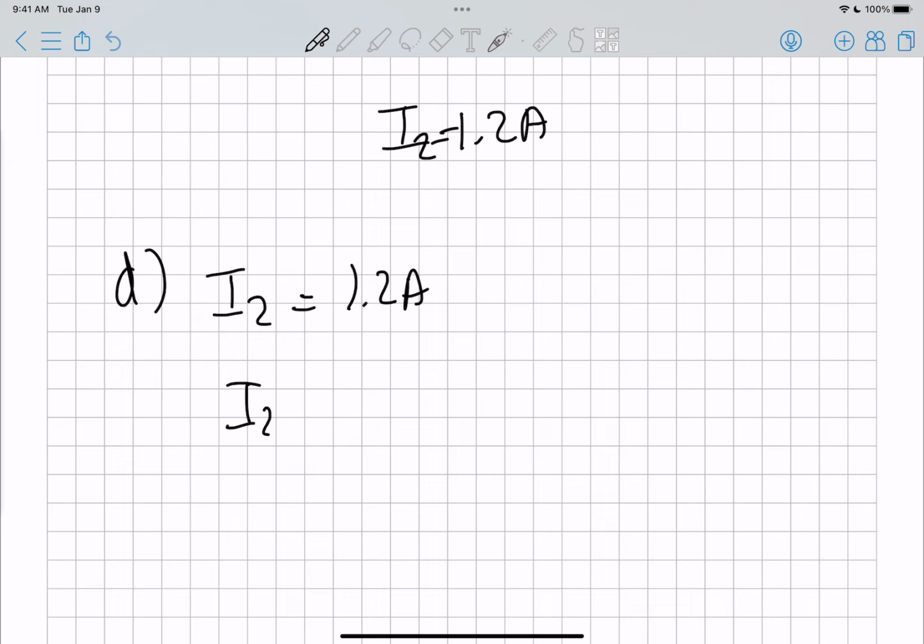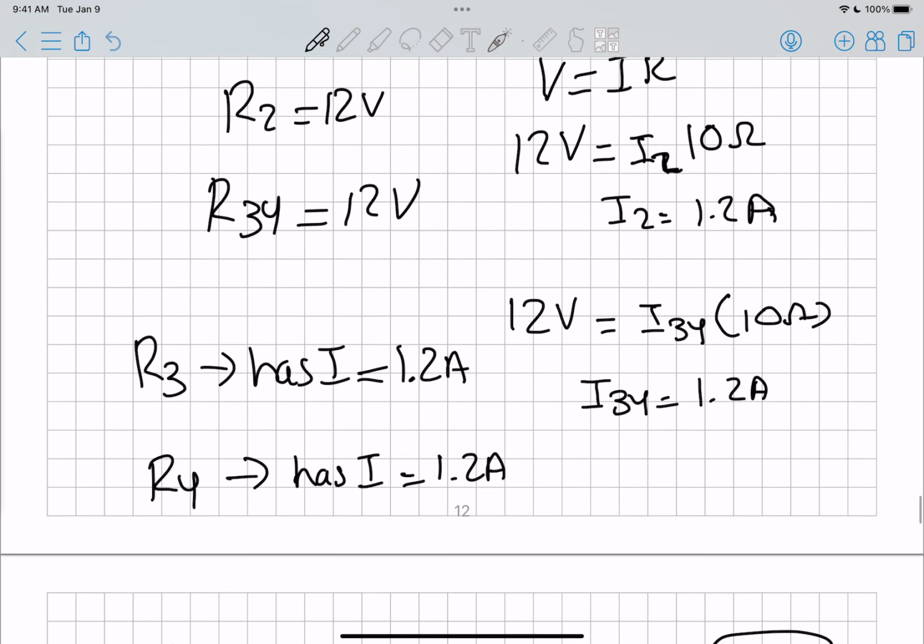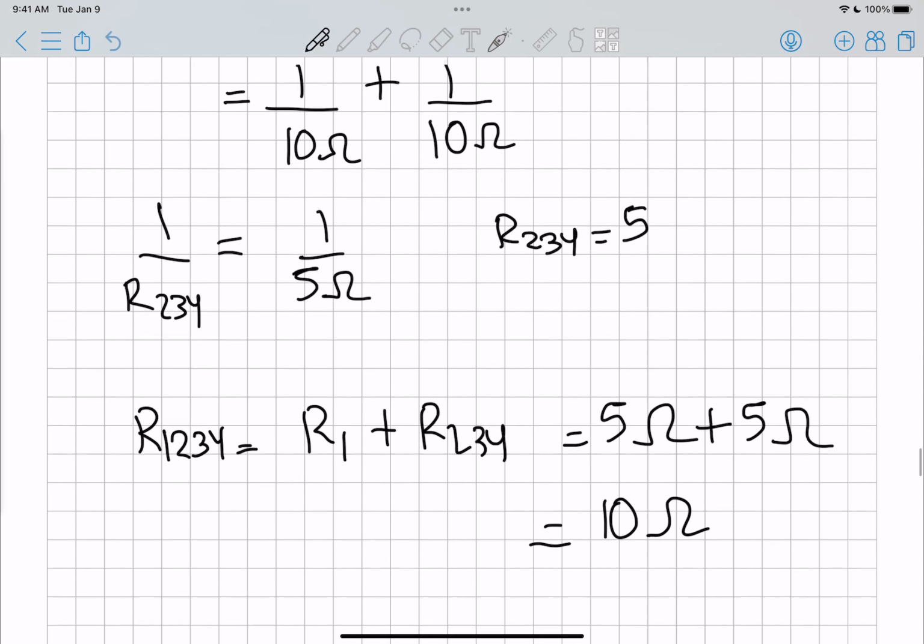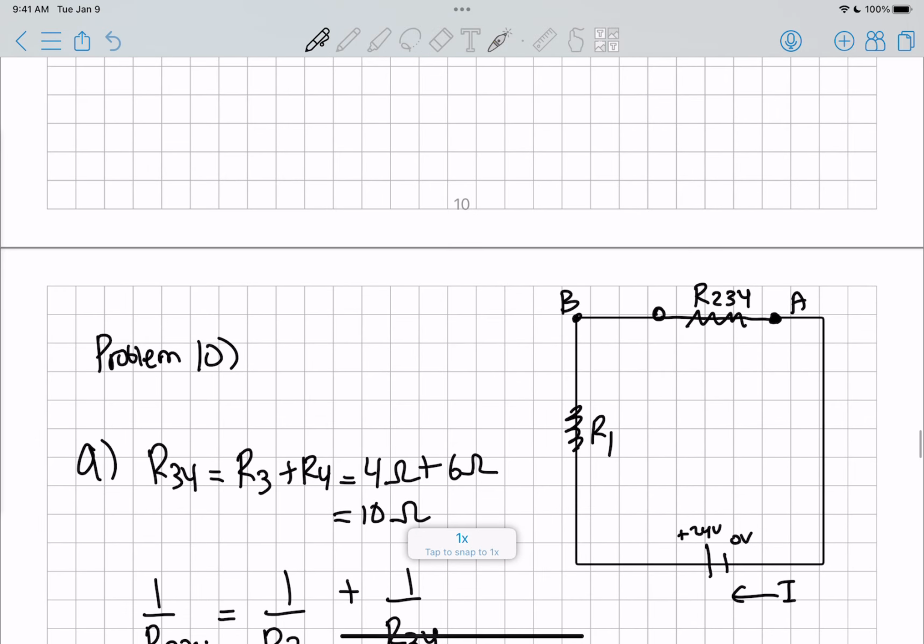I2 plus I4, the current going through I4, should equal that 2.4 amps. Why? Because they're coming together to reunite to that original amount of 2.4 amps. So 1.2 amps was delivered to R2, 1.2 amps was delivered to R3 and 4, and so they have to reunite at point A, at that output point, at that junction. That point right here.